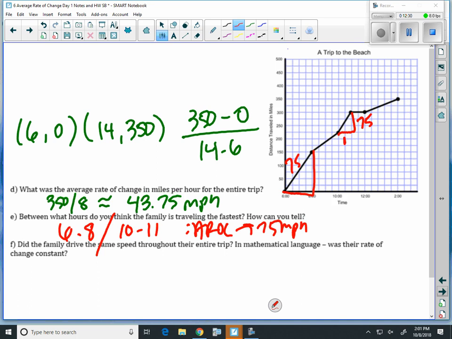All right, how did you tell? Like, why did you guess those 2 specific areas? Yes, the line was steeper there. Okay. Did the family drive the same speed through the entire trip? Yes. No. Right? We just figured that out. No, they did not. Okay. They had all different speeds.